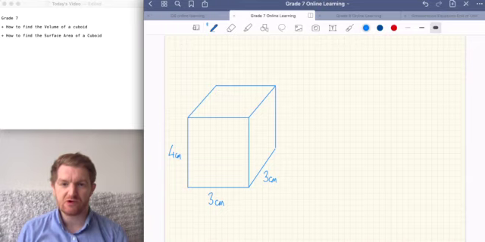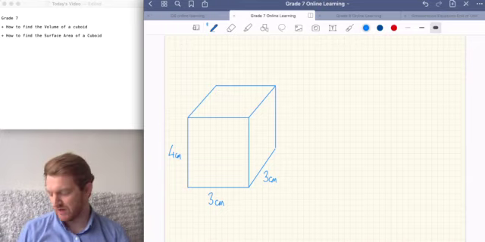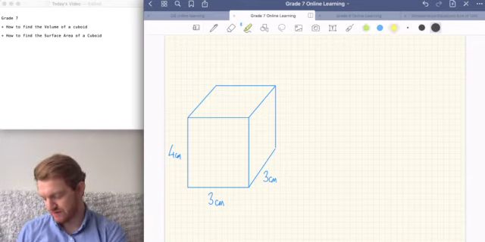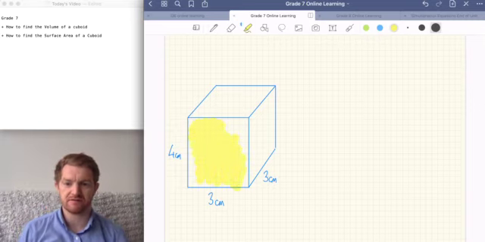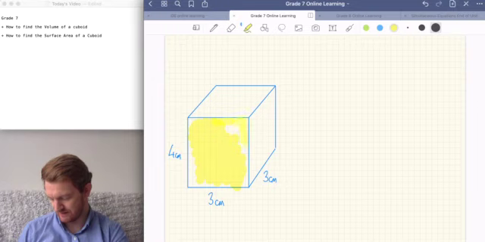So I've just drawn a little cuboid for you here. We've got different parts of it, and I'll just label the different names. So first, the most important thing about a 3D shape is the front. So we've got a little face here. I've kind of highlighted it, very poorly coloured in yellow.